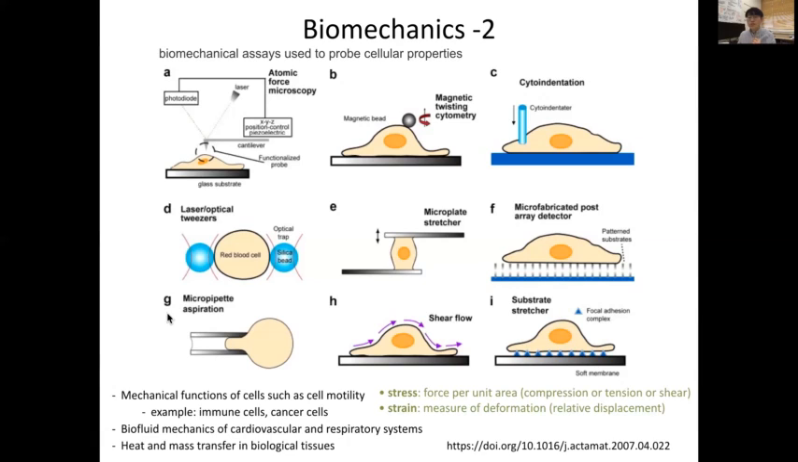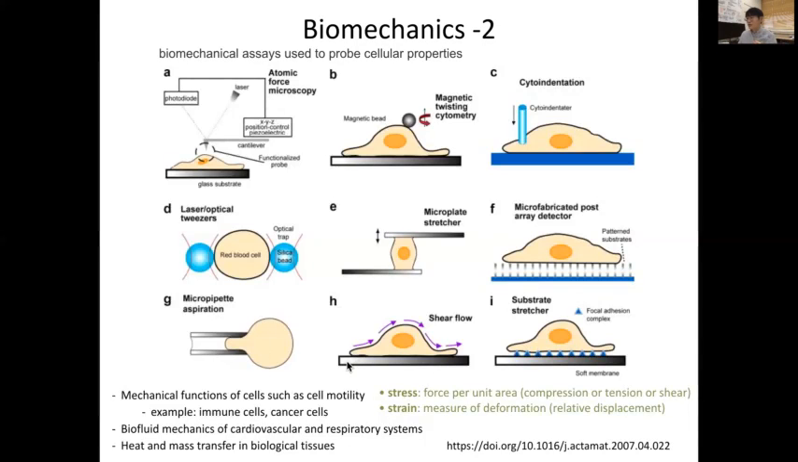And then G, you may have seen something like this in an in vitro fertilization movie. This is called micropipette aspiration. This is a cell, and you have a tiny micropipette. Let's assume that you can suck on the cell. If you know how much pressure the suction force is, you can measure the displacement of the cell membrane being inserted. Then you can compute the cell's stretching property.